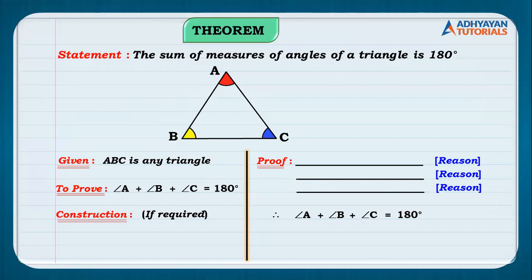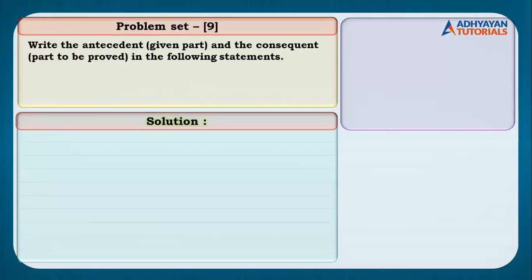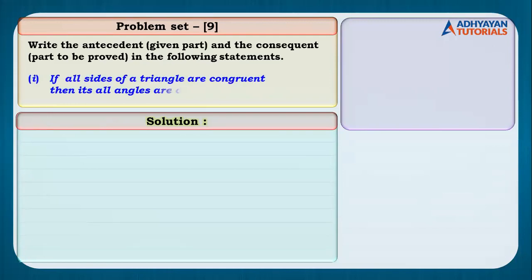Yeah. Moving ahead, children. Problem set. Question number 2. Write the antecedent, that is given part, and the consequent part to be proved in the following statement. So here is the first sub question, children. If all sides of a triangle are congruent, then its all angles are congruent. So we need to write down what is the given part, that is antecedent, and what is the part which is to be proved, consequent.